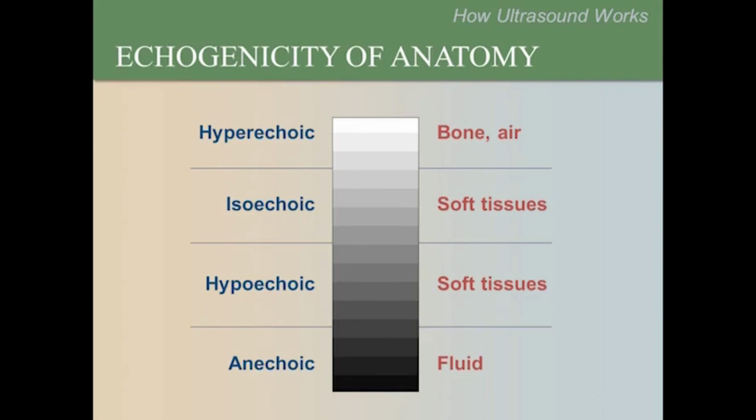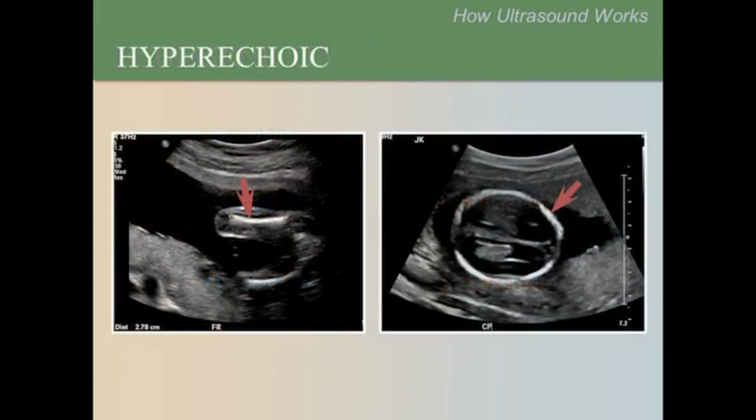Soft tissue will appear either isoechoic or hypoechoic, as you will see in the hands-on sessions. These are different views of the fetus. What color are the hyperechoic structures? Hyperechoic structures are white. In these images, they are the skull and femur.